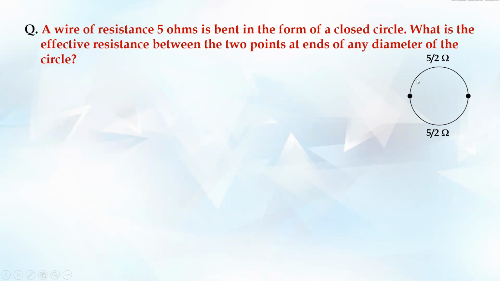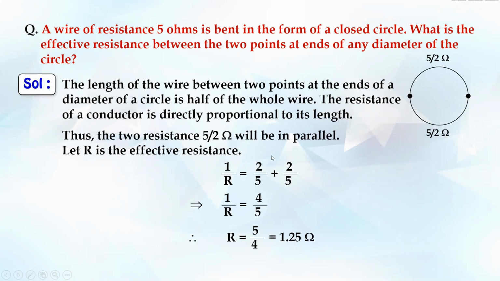So a wire of resistance 5 ohms is given. Since the diameter again divides it into equal parts, the upper part becomes half of 5, that is 5/2. The lower part also becomes half, that is 5/2. And across the diameter they are again connected to common points. So 5/2 ohms and 5/2 ohms will be in parallel, right? As we know, 1 upon R is 1 upon R1, meaning 1 upon 5/2. So it becomes 2 upon 5, plus 2 upon 5, and on calculating you'll get 4 upon 5. Taking the reciprocal, it is 5/4 and the answer is 1.25 ohms.